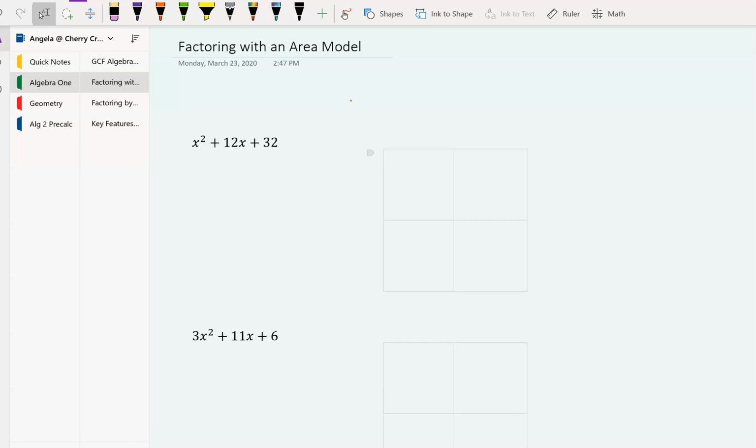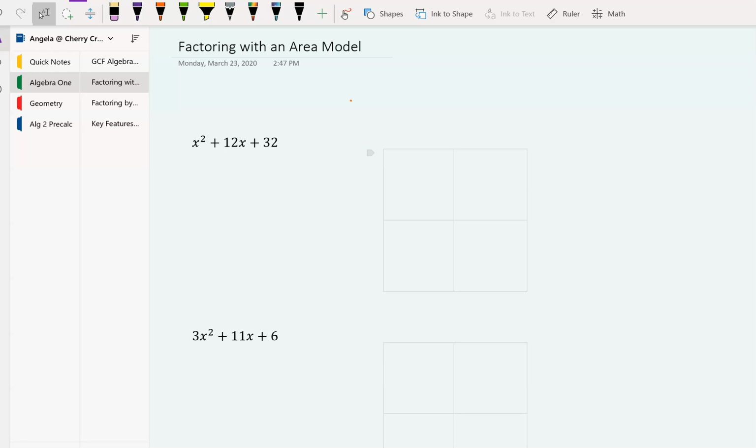Well, hi guys, we are going to do a little factoring today, and on this particular problem and the next that we're going to be working on, we're going to use an area model for factoring. But before we do that, I just want to show you how you can use the area model for multiplying. There are a lot of different ways to use this model, and we might even use it later for completing the square.